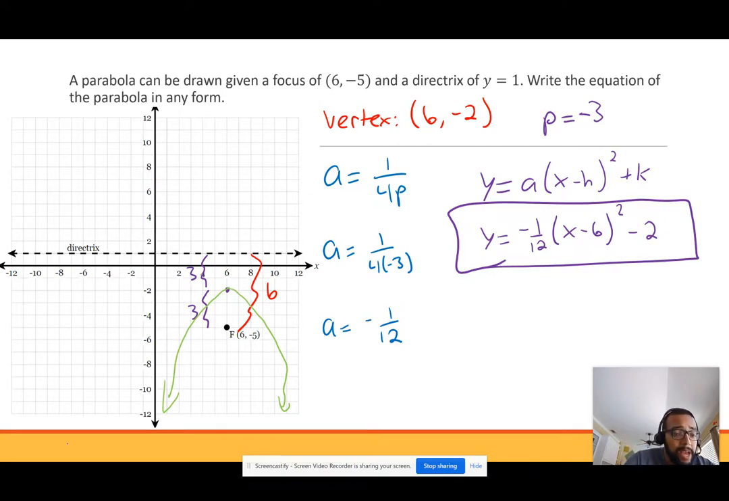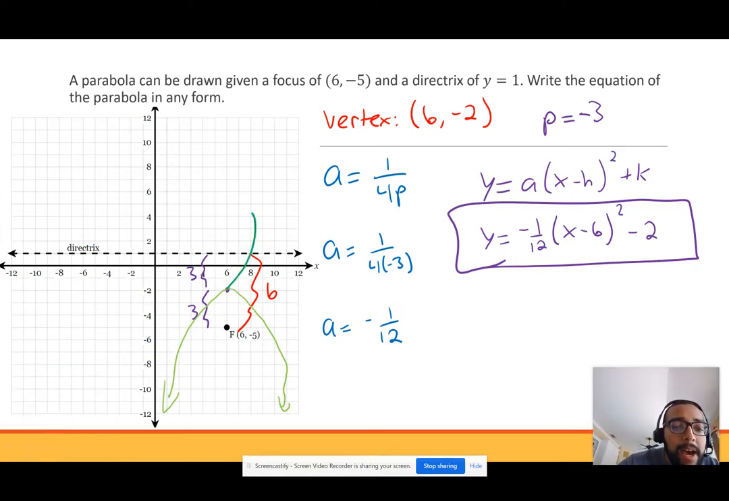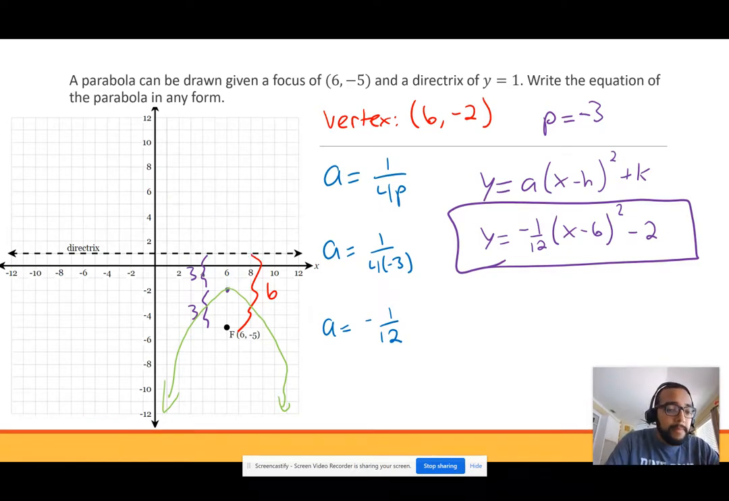One more thing, I'm going to emphasize this again. I already said it 18 times, and I'm going to say it again. We're going to say our p-value is negative, because when we plug it in here, we need to have a negative a value. If we do not have a negative a value, we are saying that the graph must open up. But that's not the case, because if it opens up, that means our focus is on the outside and our directrix is on the inside, and it's all messed up. That's not true. We need to have the focus on the inside and the directrix on the outside.